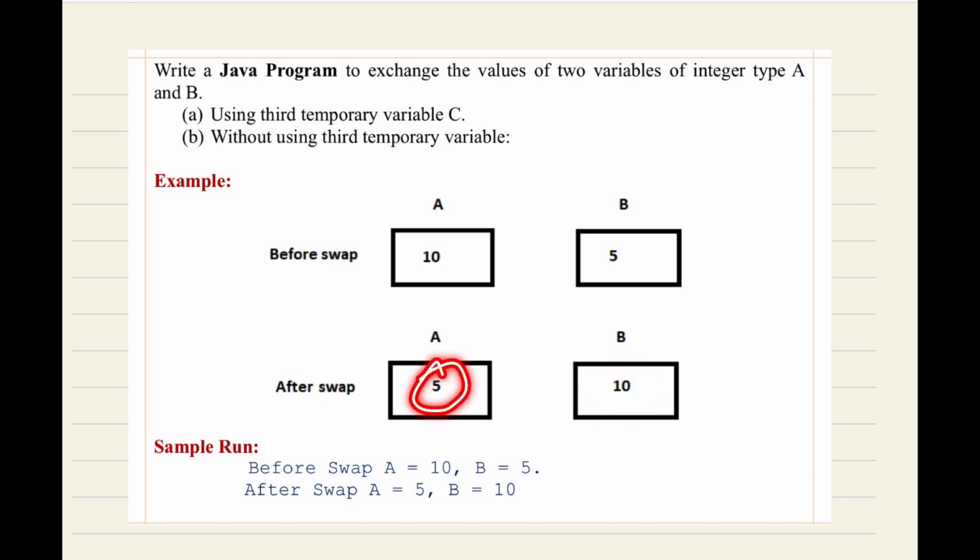So how does a value become 5? It comes from the value of b. How does b value become 10? It comes from the value of a. So we want to swap the contents of two variables, or exchange the contents of two variables. The first option is using a third variable. The second one is without using a third variable. First we are going to discuss how we can swap the values of two variables using a third temporary variable.